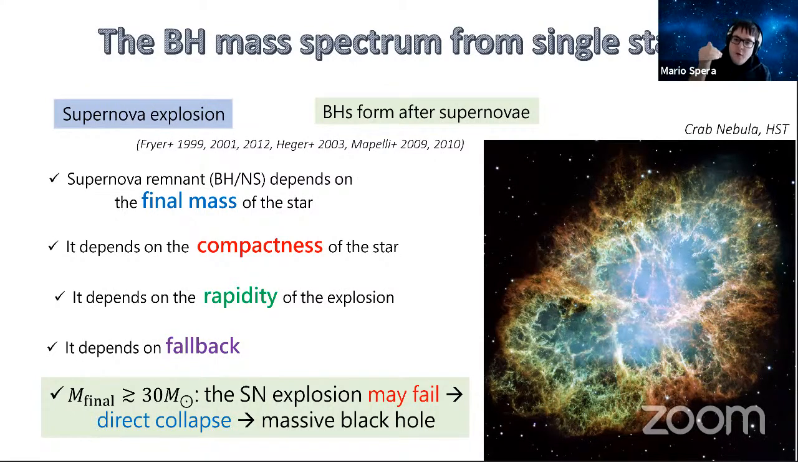The mass of the compact remnant actually depends on many things, including the final mass of the progenitor star, the mass just before the supernova explosion, which in turn depends on how much mass the star has lost during its life through stellar winds, for example. Moreover, the compactness of the star just before the supernova explosion can also play a crucial role. Also, the rapidity of the explosion itself and the amount of mass that may fall back onto the proto-compact object. All these things may play an important role.